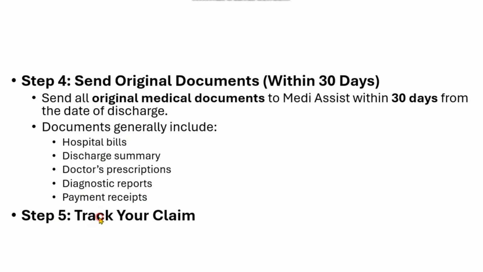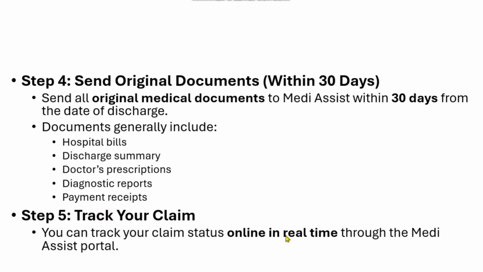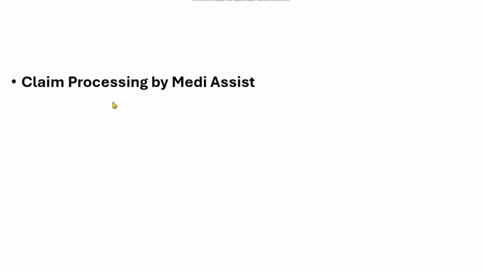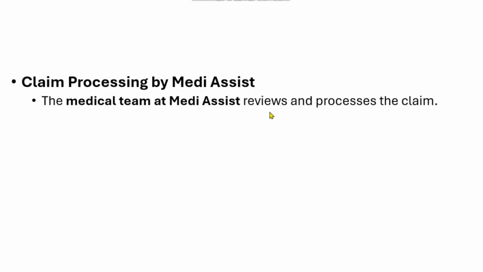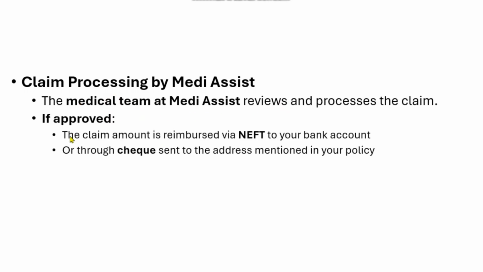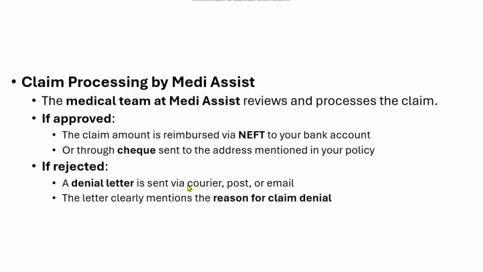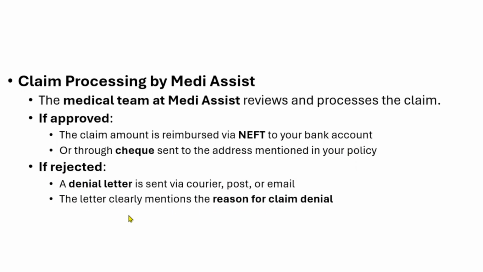Now you can also track your claim status online in real time through the Medi Assist portal. Then comes claim processing by Medi Assist. The medical team will review and process the claim. If approved, the claim amount is reimbursed via NEFT to your bank account or through a cheque sent to the address mentioned in your policy. If rejected, a denial letter is sent via courier, post or email. The letter clearly mentions the reason for your claim denial. So this is how you can avail the reimbursement claim process.